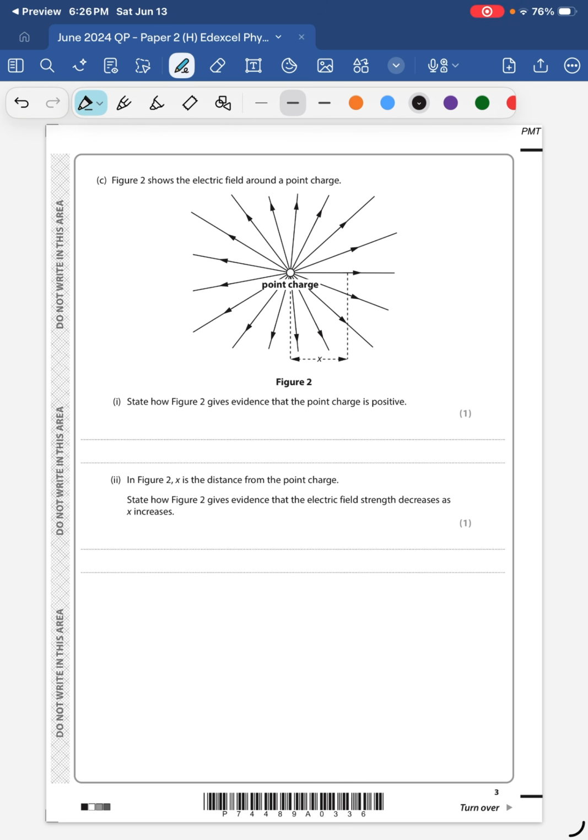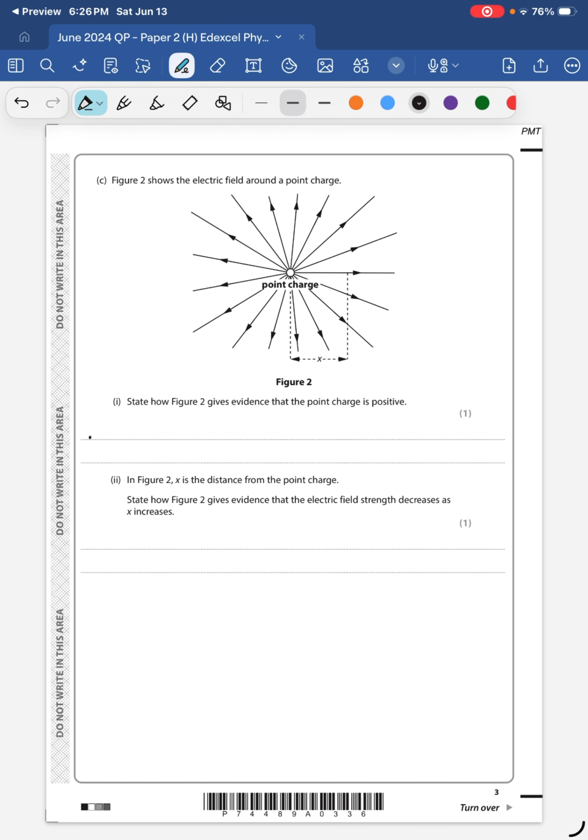Part C. Figure 2 shows the electric field around a point charge. And we see some distance x denoted there, and the field lines point out, which means that that's a positive charge. So let's see what they are asking. And I haven't seen the paper, I'm solving it as we speak. State how figure 2 gives evidence that the point charge is positive. The lines point outward, I guess, right?